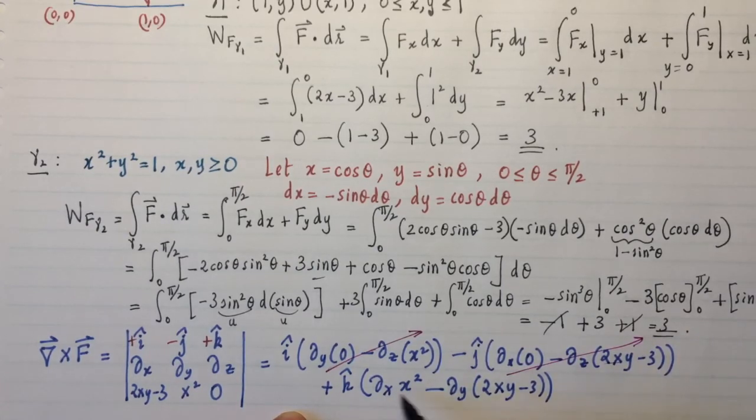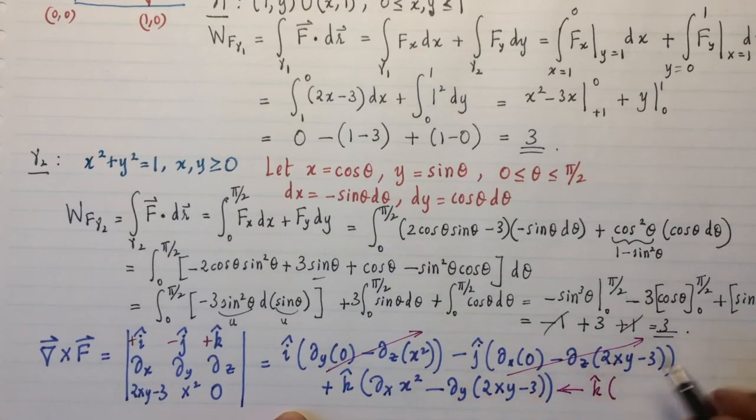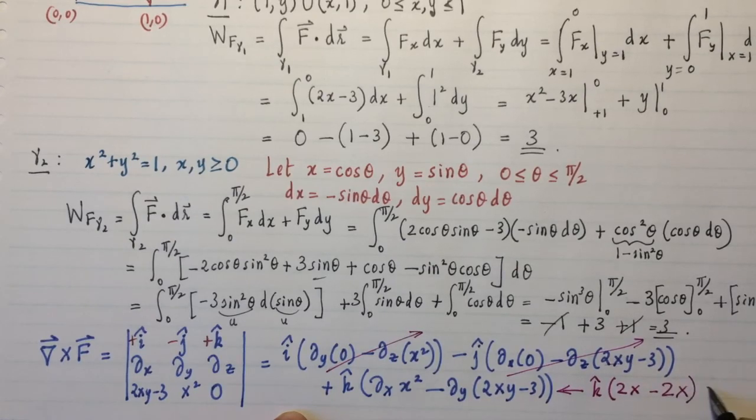This is the only term where things might seem to be trouble. So let's calculate what this is. This is k hat times del x of x squared, that's 2x, and del y of 2xy minus 3, that's also 2x. So that's also 0.